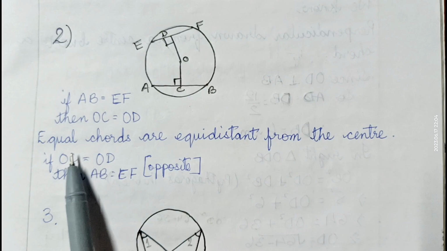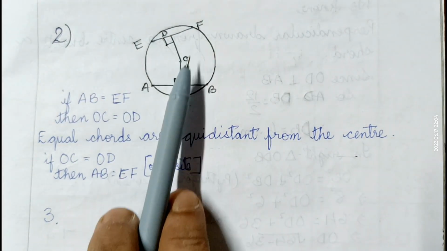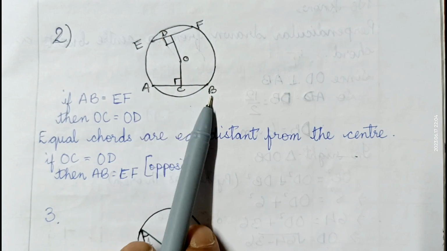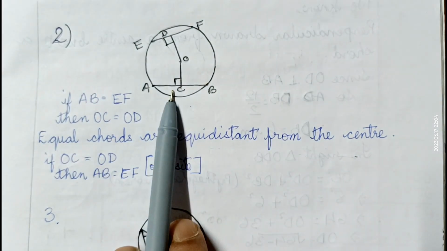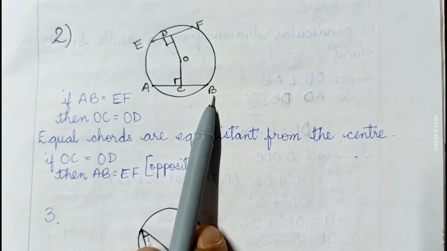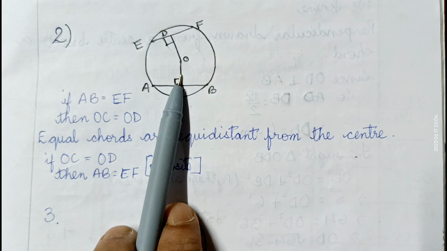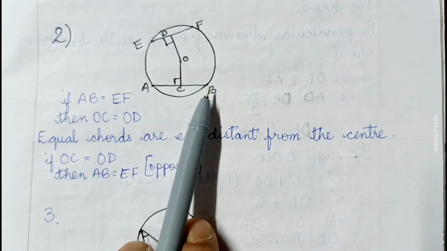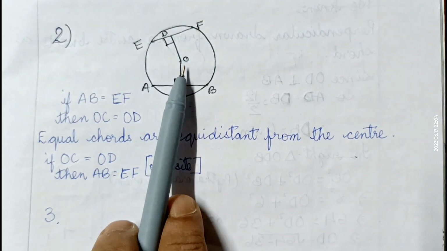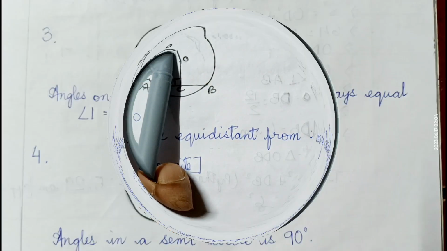The second property is that equal chords are equidistant from the center. In this circle, O is the center and AB and EF are two equal chords. Then if I draw perpendiculars OC on AB and OD on EF, these two lengths also will be equal. So we can say if AB equals EF, then perpendicular OC will be equal to perpendicular OD.